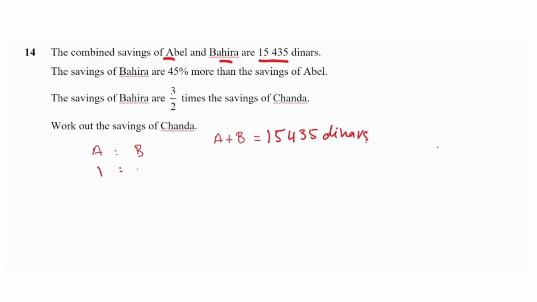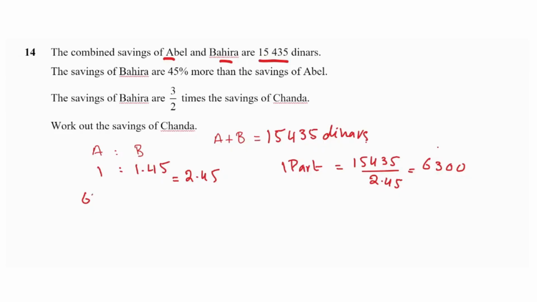Abel is 1, so Bahira would be 1.45, and the total parts will be 2.45. If you add them up, that will be 2.45 parts. So if you work out one part, it would be 15,435 divided by 2.45. Using a calculator, you get 6,300. So Abel got 6,300 and Bahira is 1.45.